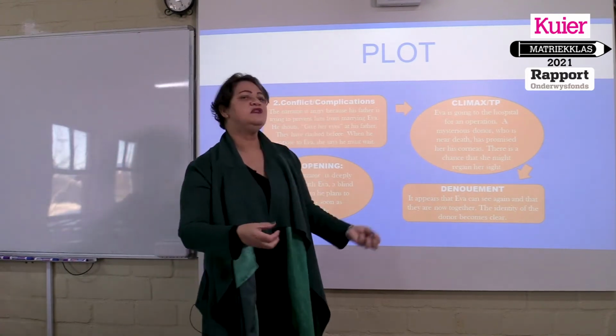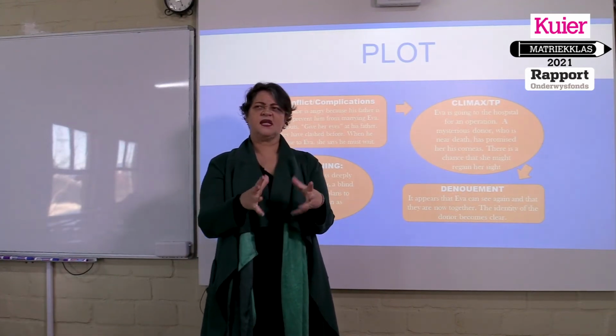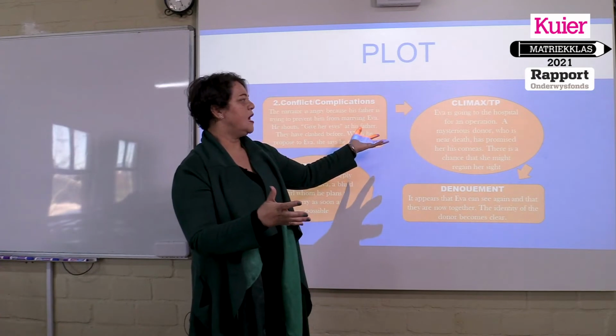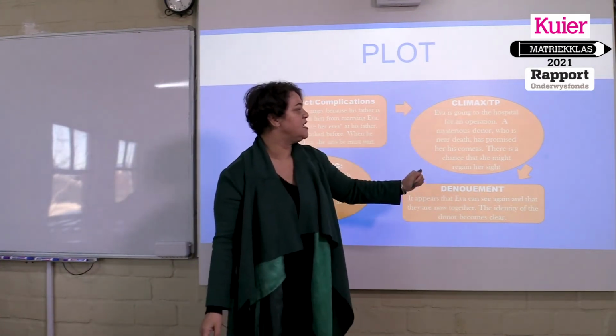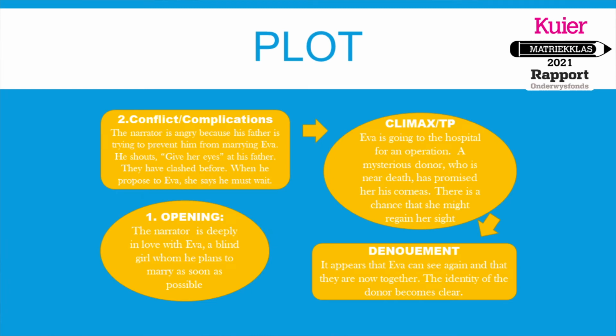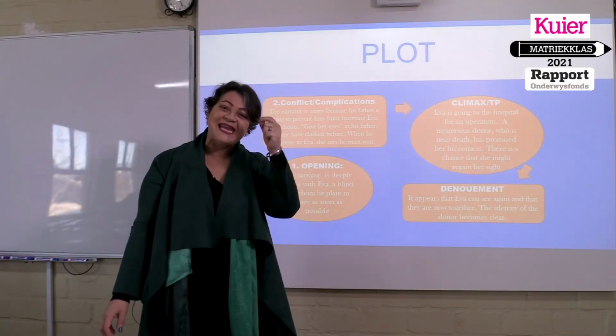And then he says to Eva, will you marry me? And Eva says, no, you need to wait. And he's like, what? And then she says he needs to wait because she's going to the hospital for an operation. A mysterious donor who is near death has promised her his corneas. There is a chance that she might regain her sight. Do we know who that mysterious donor is? Yes, we do. It's the dad.